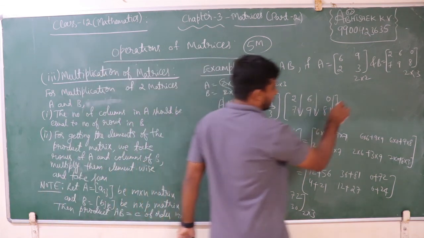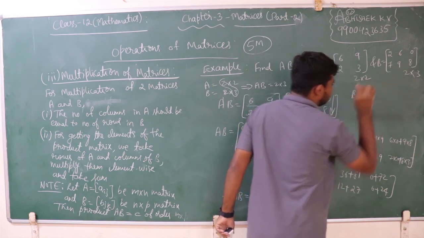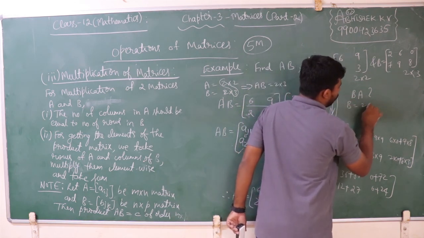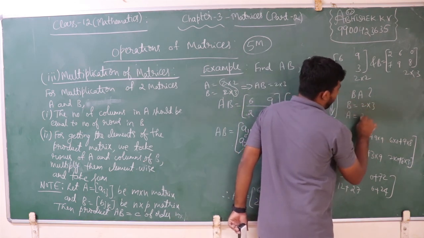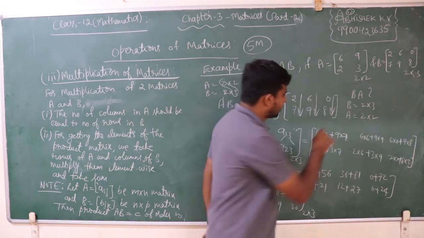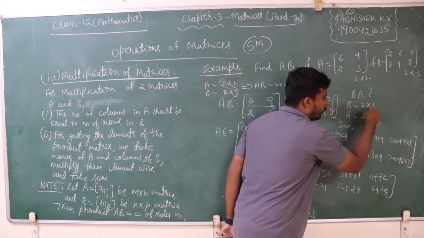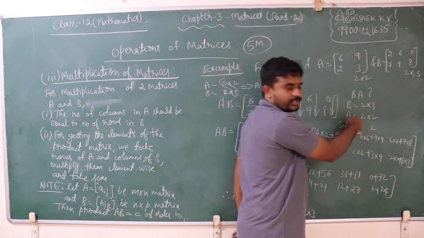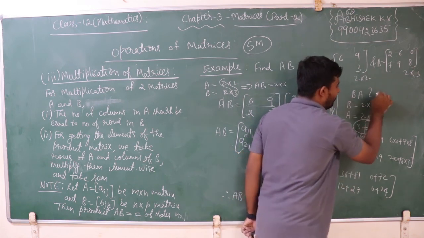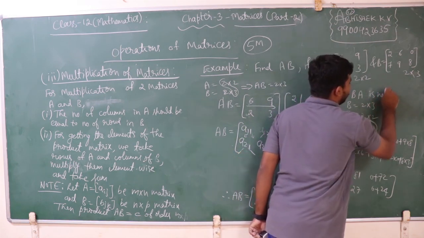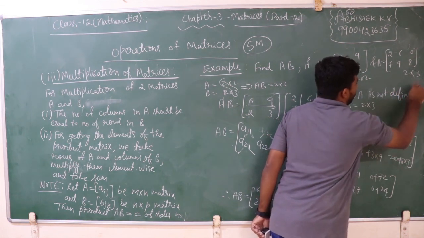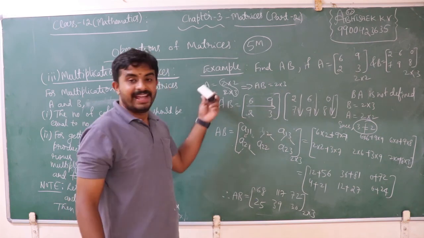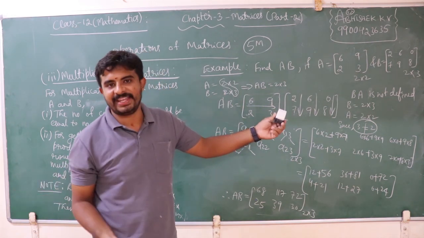My question is, is BA defined? How can we check? B is of order 2 by 3, A is of order 2 by 2. Since the number of columns in matrix B is 3 and the number of rows in matrix A is 2, 3 is not equal to 2, so BA is not defined. This leads to the commutative property. That is, AB may not be equal to BA.